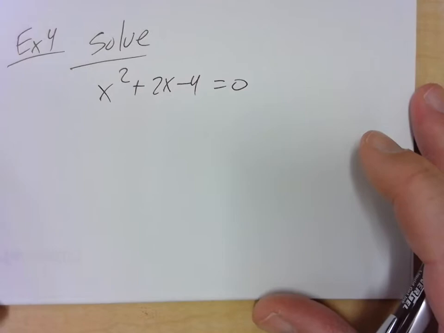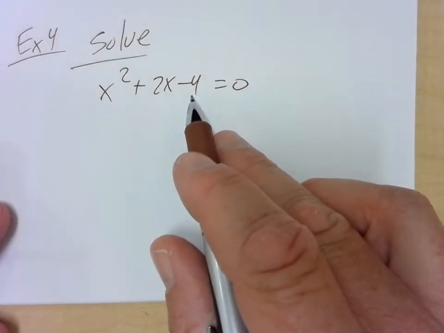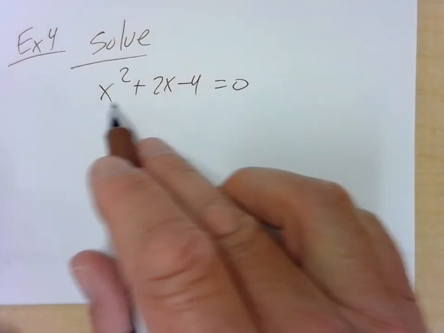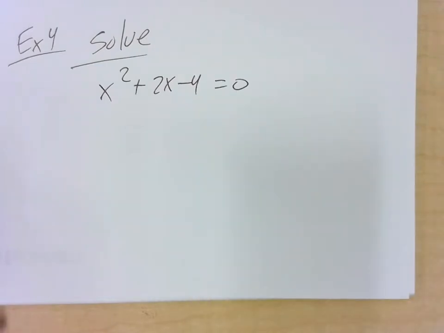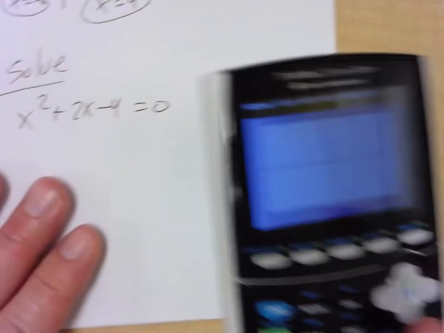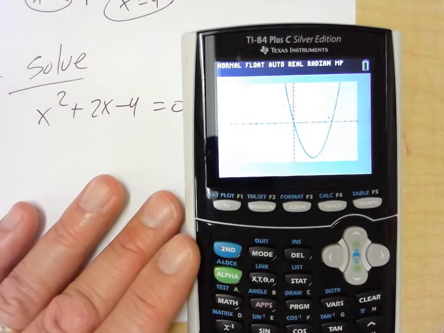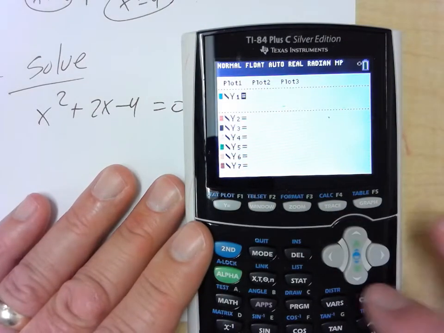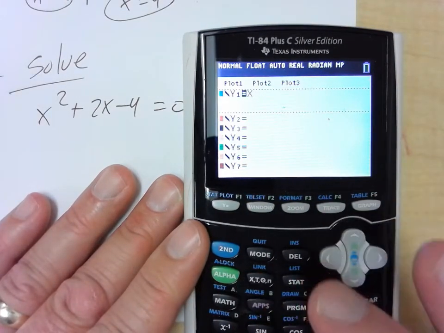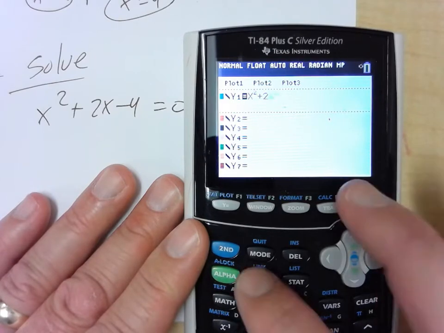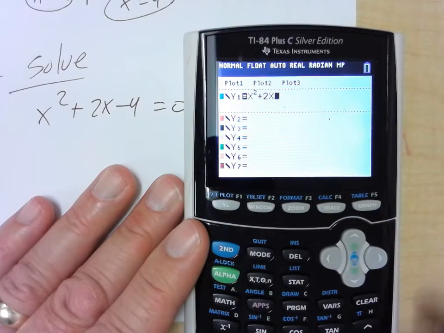And here's how we do it. This doesn't factor, so we're still looking for the places where the parabola crosses the x-axis. We can do that with the calculator. All right, so I'm going to type in x squared. Oh, I could have saved some of that, not have to retype it all. Oh well. 2x minus 4.